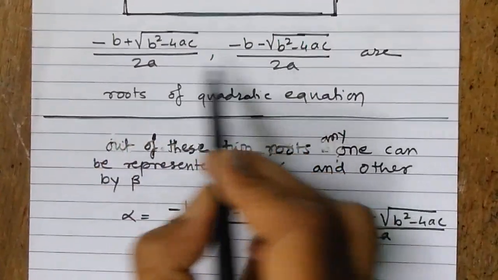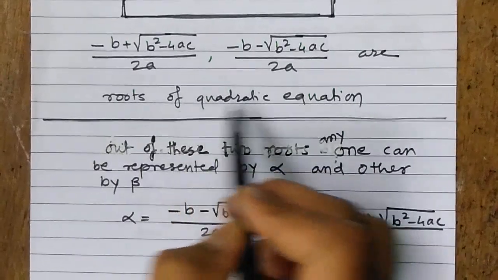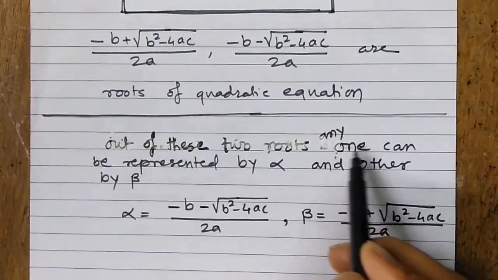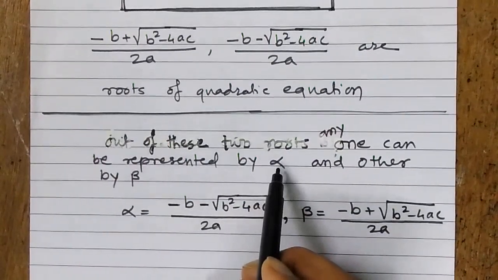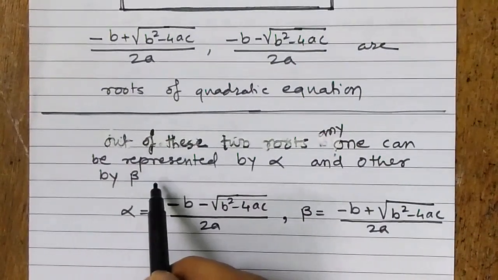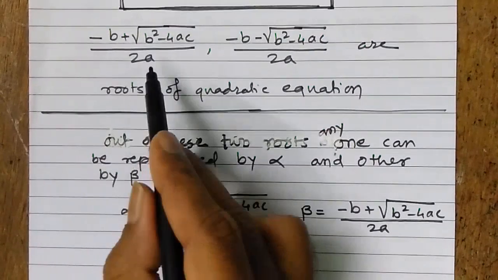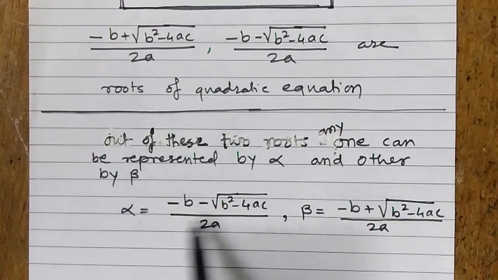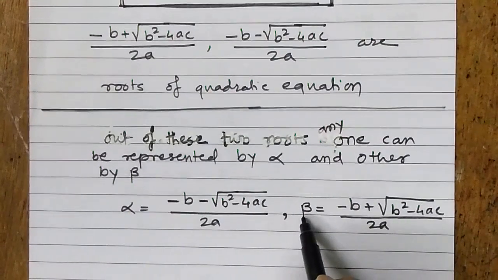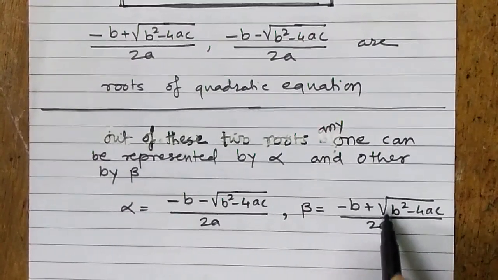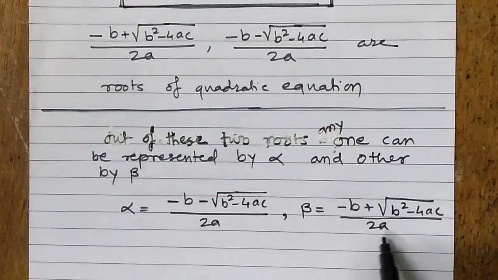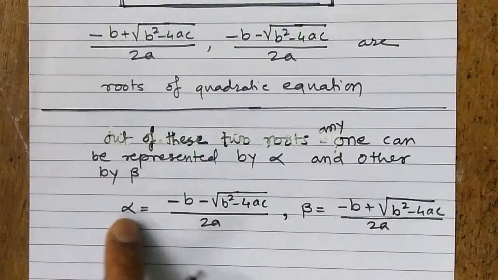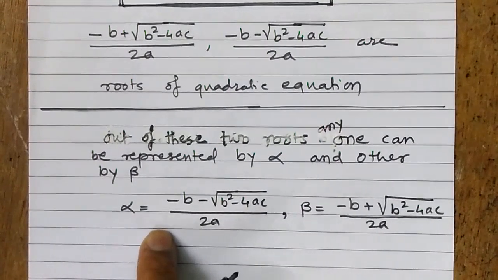We have seen that these two are the roots of the quadratic equation. Out of these two roots, any one can be represented by alpha and the other by beta. I have given the names to them. Alpha is equal to minus b minus under root of b square minus 4ac, whole divided by 2a, and beta is equal to minus b plus under root of b square minus 4ac, divided by 2a. If you give alpha to this, then this is beta. If you write this as alpha, then this is beta.